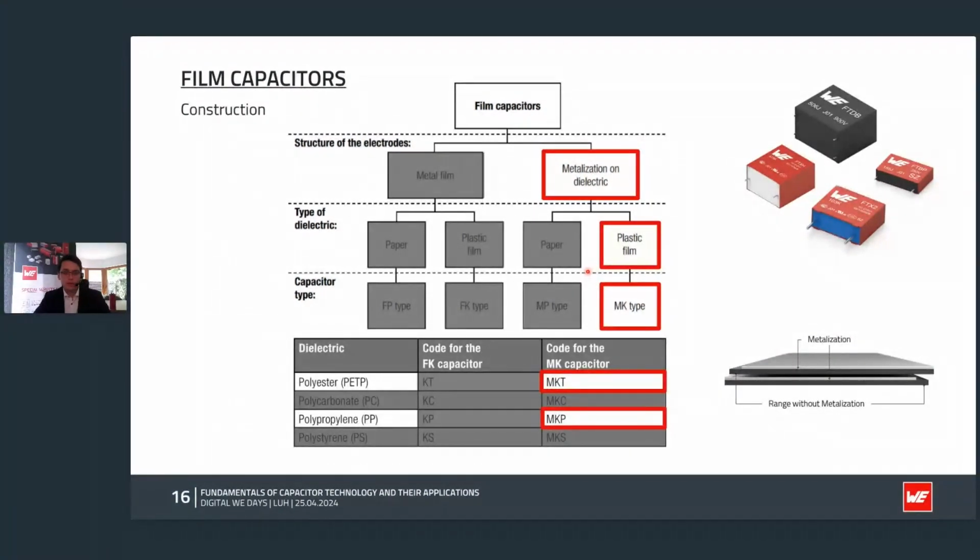Then I want to talk a little bit about some codes. For example, you can see the MKT, which is connected to polyester dielectric material, and then you also have MKP, which is used for polypropylene materials.